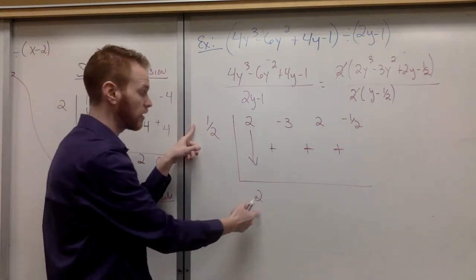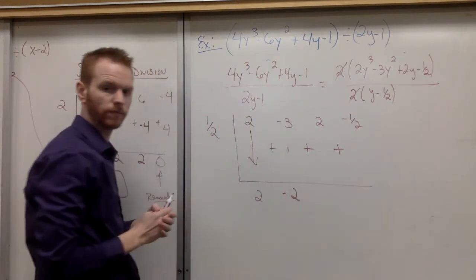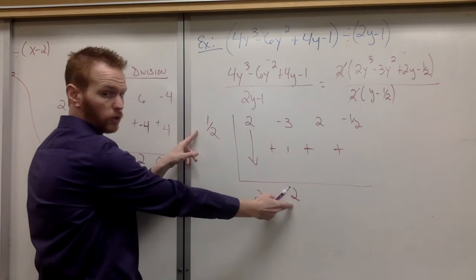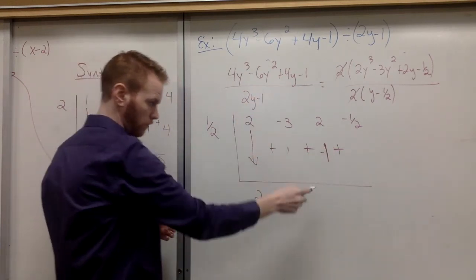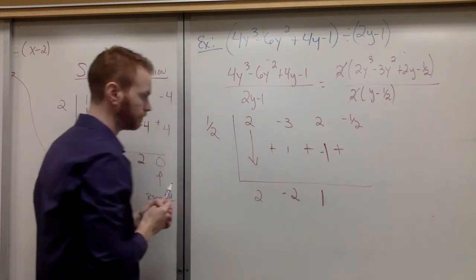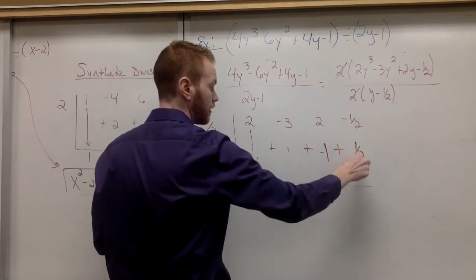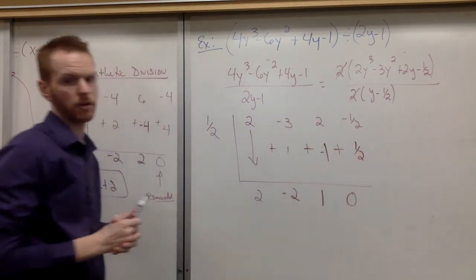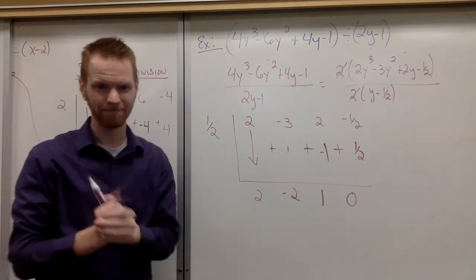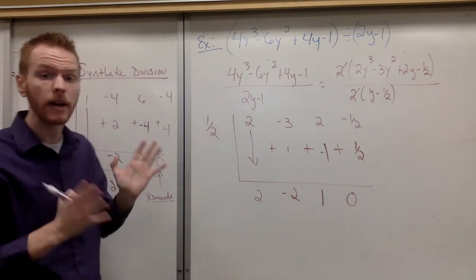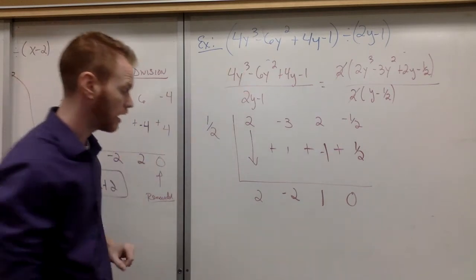Multiply these two guys together, I get a 1. Negative 3 plus 1 is a negative 2. Multiply these guys, I get a negative 1. Once we're done adding, I get a positive 1. Multiply these two, I get a half. And if I add them up, I get a 0 for that guy. So far, so good. Now, remember, the final result is going to be 1 less than this guy, power-wise.